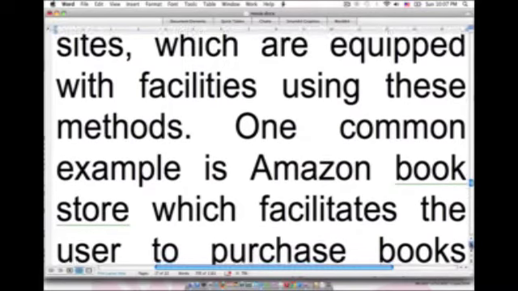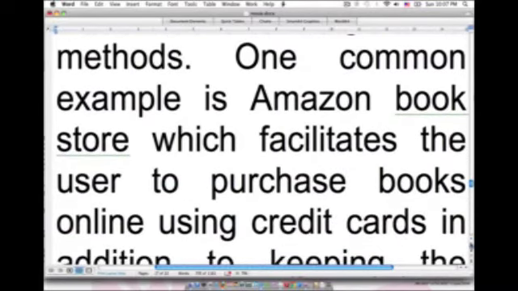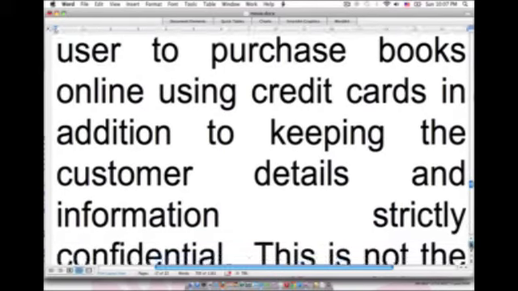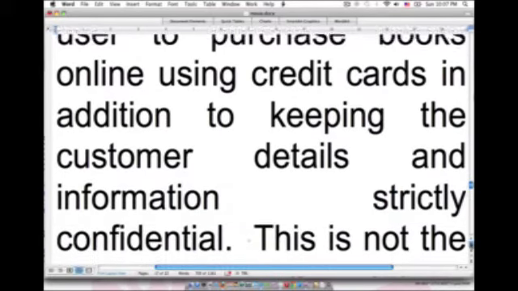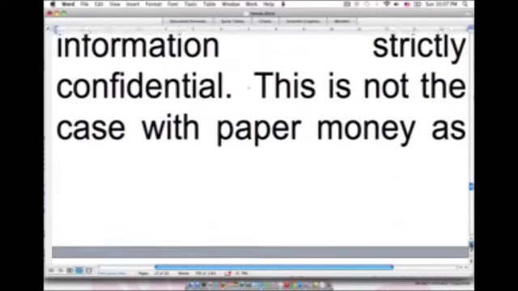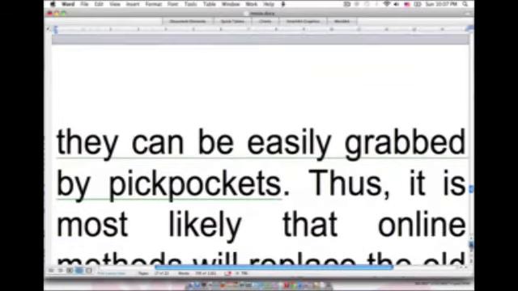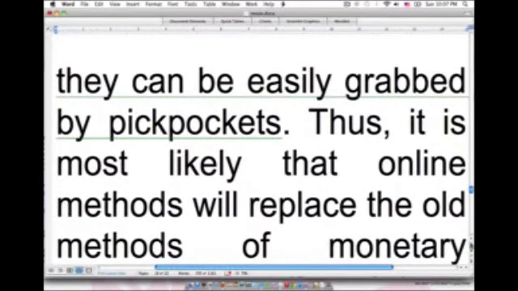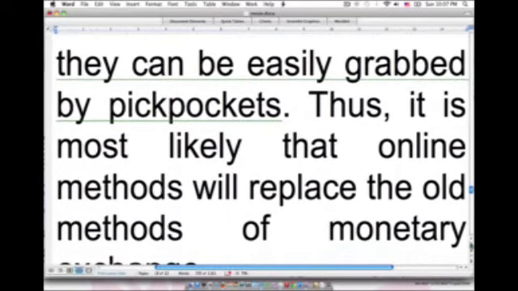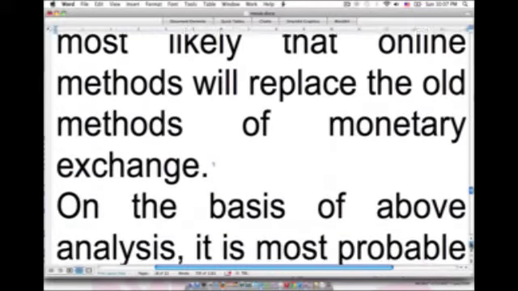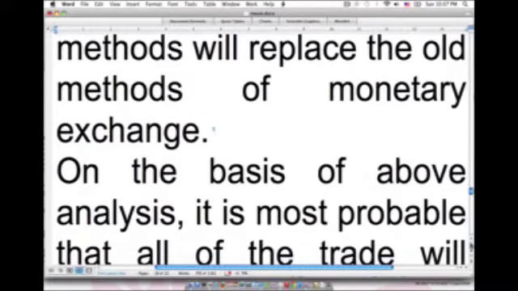One common example is Amazon Bookstore, which facilitates the user to purchase books online using credit cards in addition to keeping the customer details and information strictly confidential. This is not the case with paper money, as they can be easily grabbed by pickpockets. Thus, it is most likely that online methods will replace the old methods of monetary exchange.